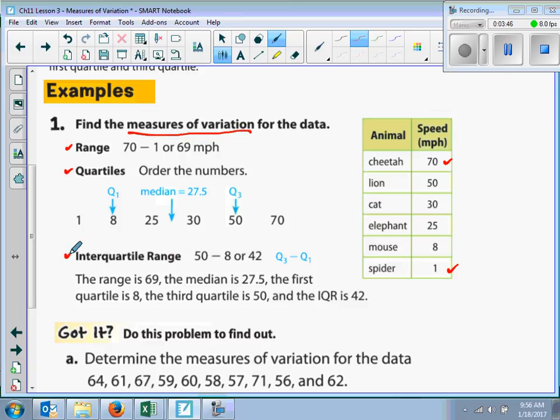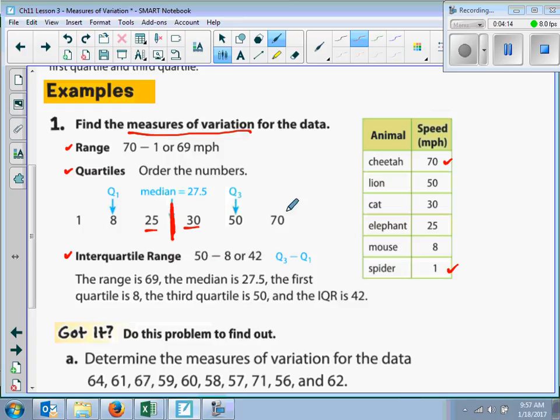To find the quartiles, you have to put the data in order from least to greatest. So here are the numbers in order from least to greatest. They already did that for us. And to find the median, because we have 6 numbers, we're going to add the 2 middle numbers and divide by 2, so the median is 27.5. Everybody see that? The median would be right here, somewhere in the middle.